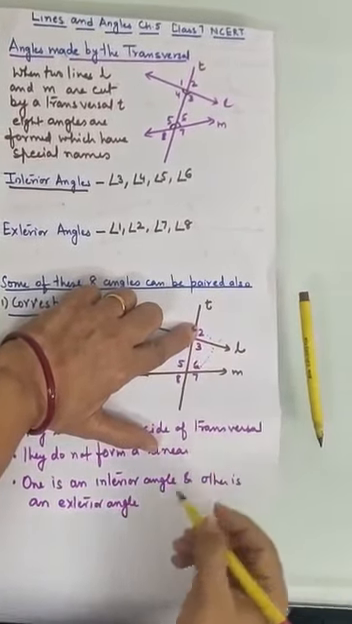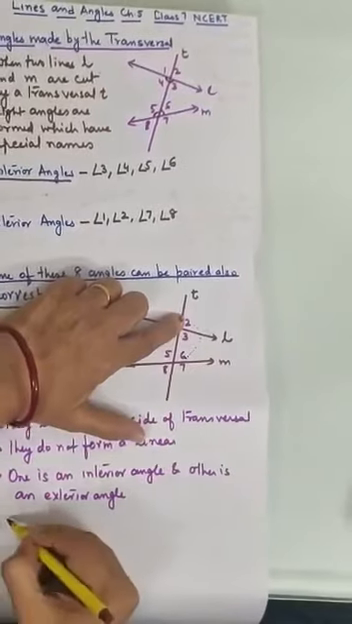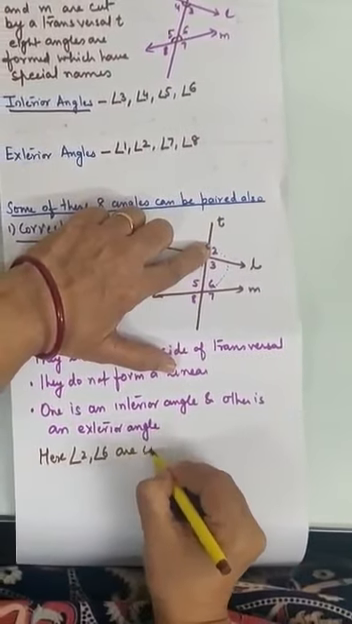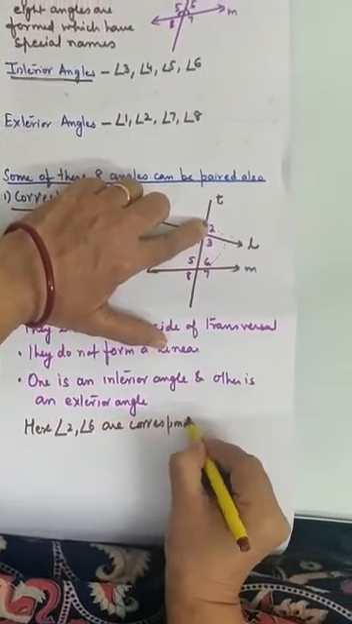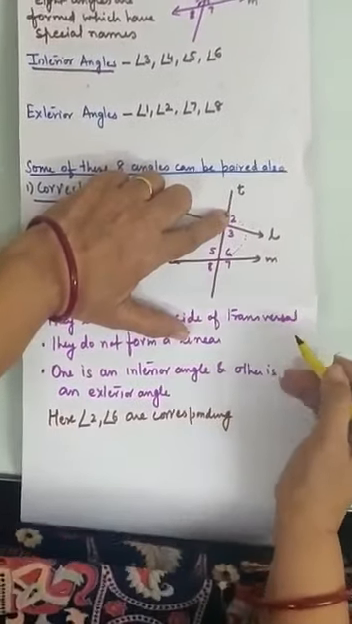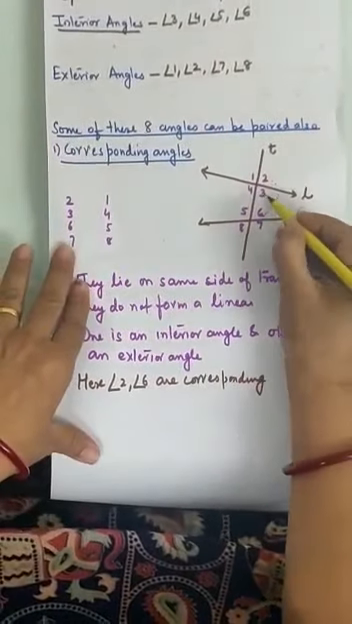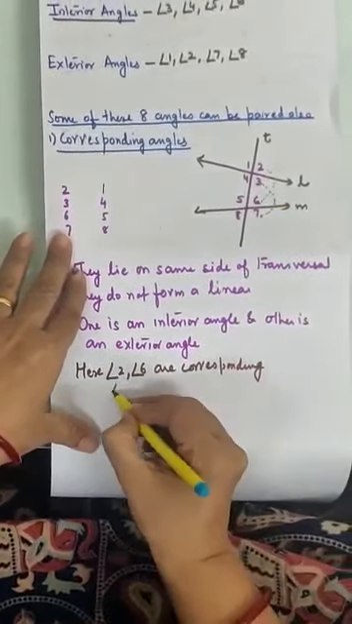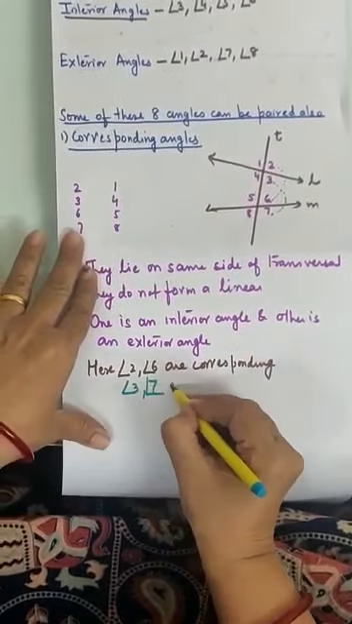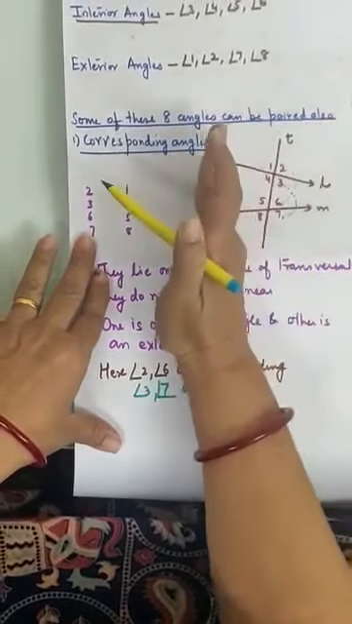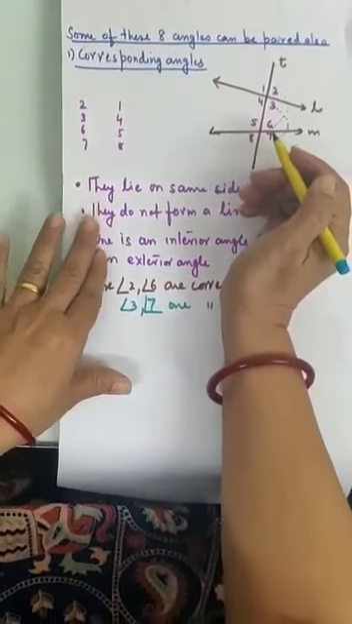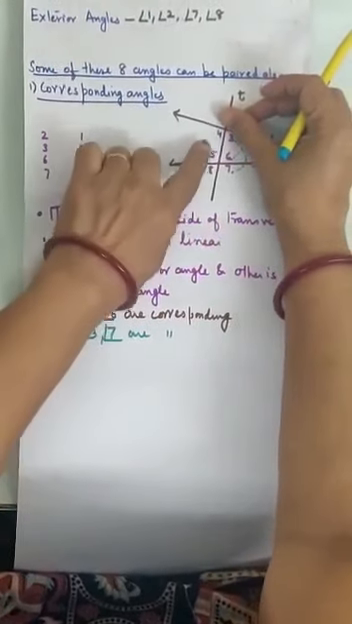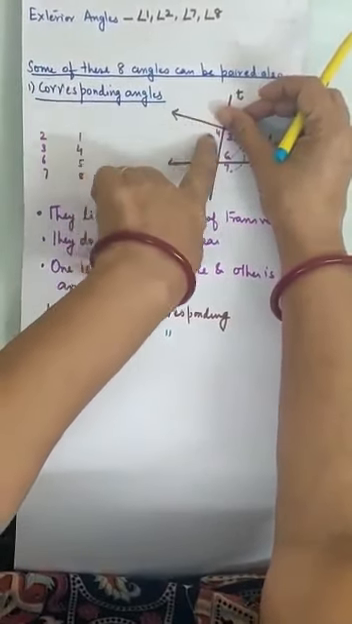So here angle 2 and angle 6 are corresponding. So leftover angles on this side are which one? 3 and 7. So again angle 3 and angle 7 are corresponding. Now we come to this side of the transversal. If we consider this is an exterior angle, this we cannot take because they are forming a linear pair.